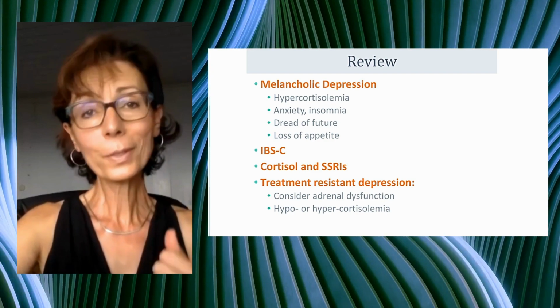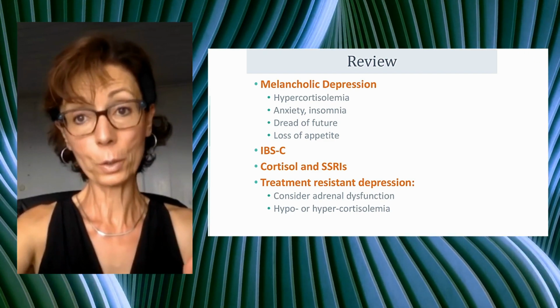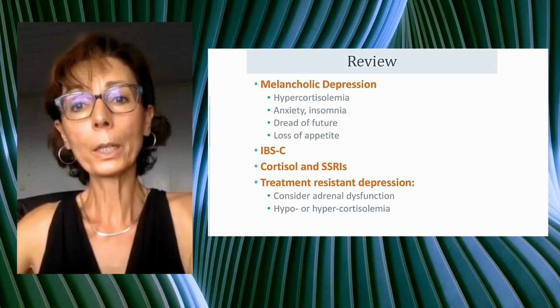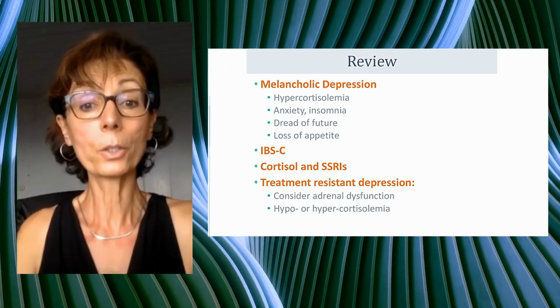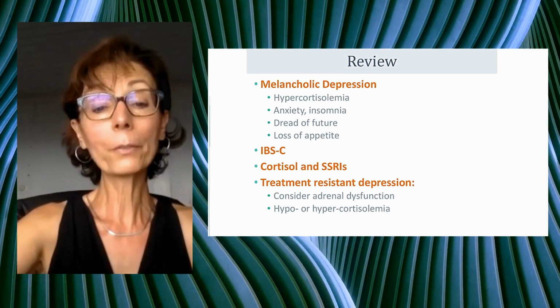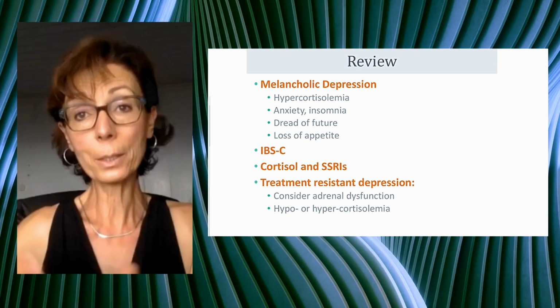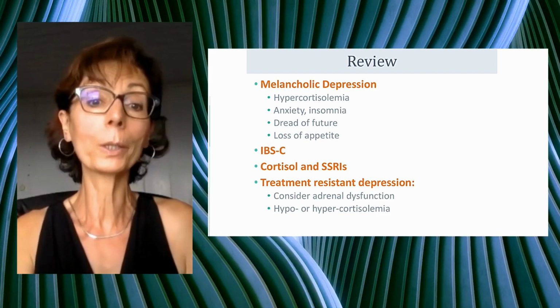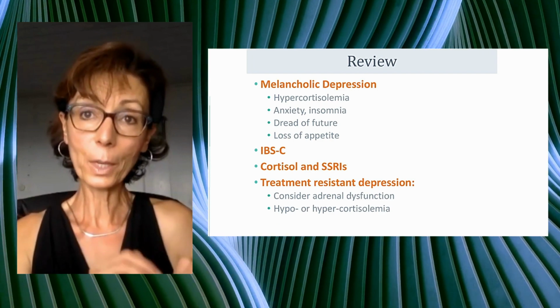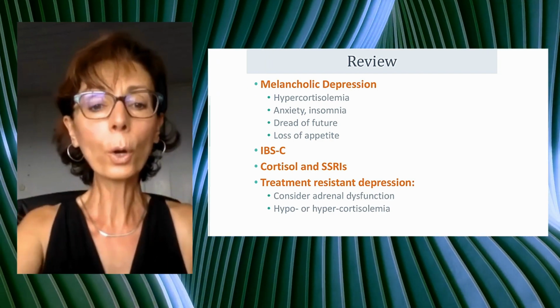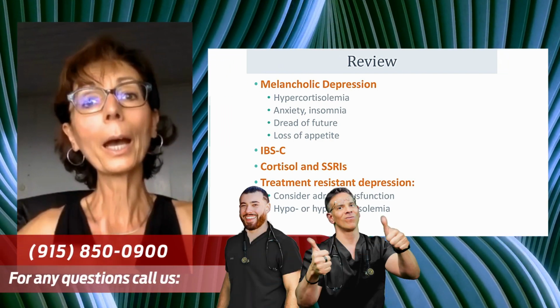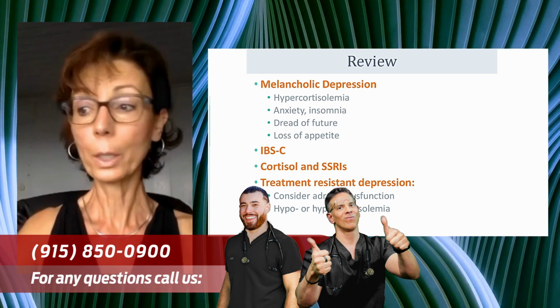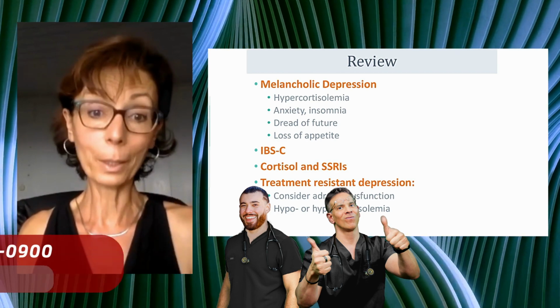So whenever you have someone with a treatment-resistant depression, like someone who was diagnosed with depression and has been on an SSRI, consider that they really have an adrenal dysfunction or an HPA axis dysfunction, and that what's happened is either they were hypercortisolemic and the lowering effect of the SSRI was not adequate, or maybe they had a hypocortisol type depression, in which case an SSRI may not really help.